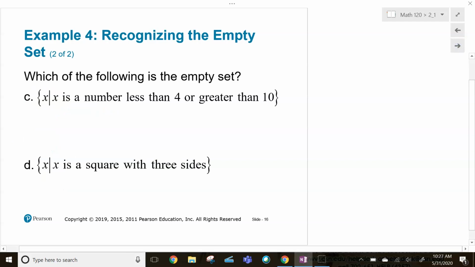How about these? The set of all elements x such that x is a number less than 4 or greater than 10. Well, or means it could be one or the other. So a number less than 4, or it could be a number greater than 10. So you can have 3. 3 works, right? Because that's a number less than 4 or greater than 10. Again, it's one or the other. So again, this is not an empty set. If this was and, like we talked about before, that's different.